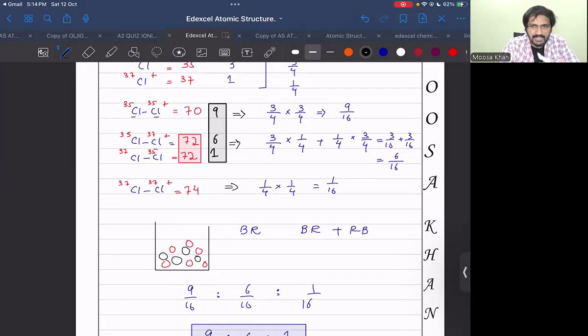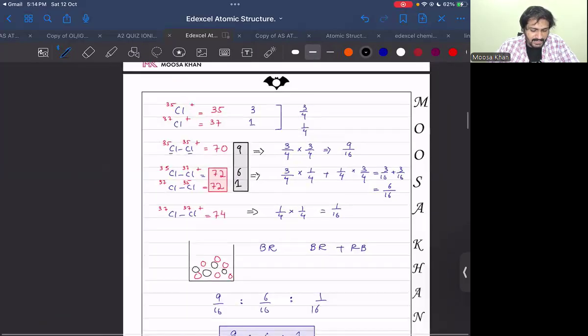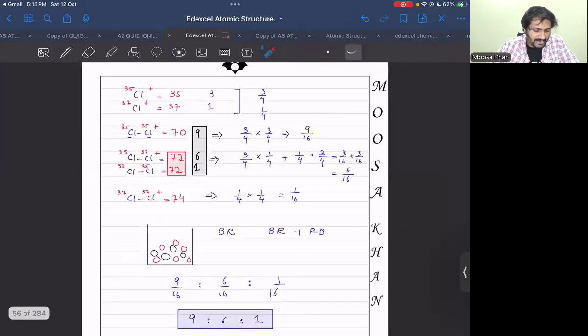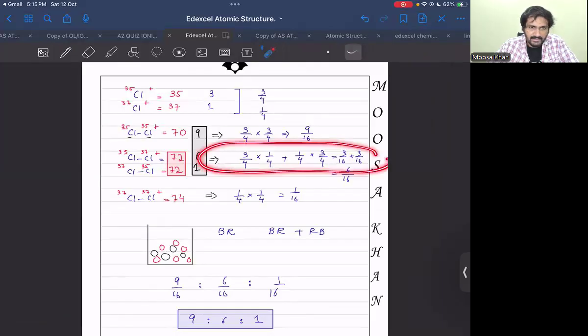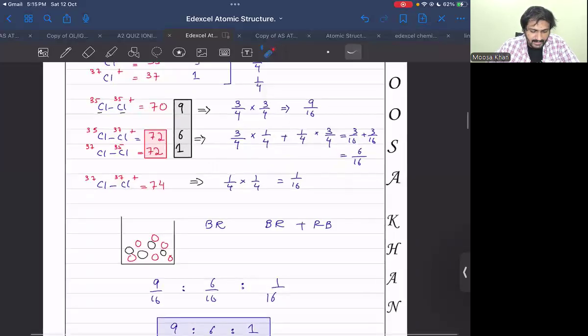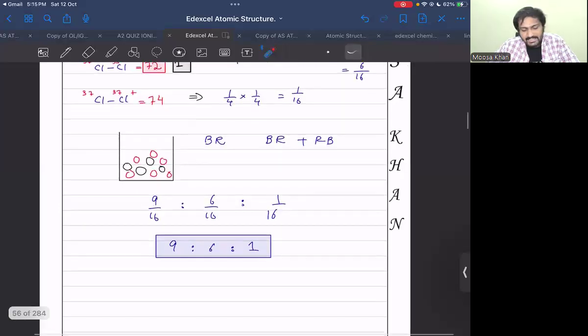Let me give you another example. Do you have an idea of all these things that we have done? This is what we used to call in our mathematics probability. And that's a tough one. At least I used to find it very tough in my mathematics.